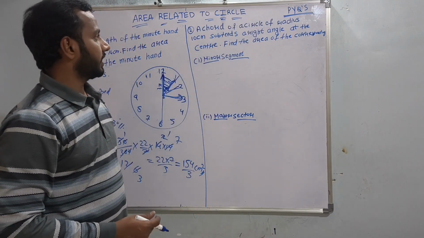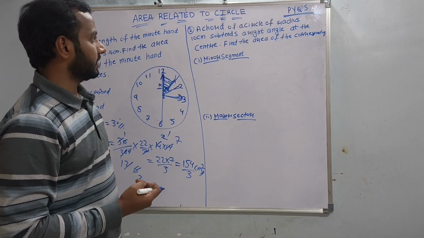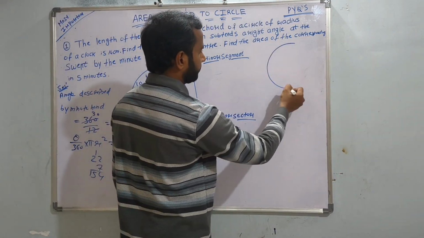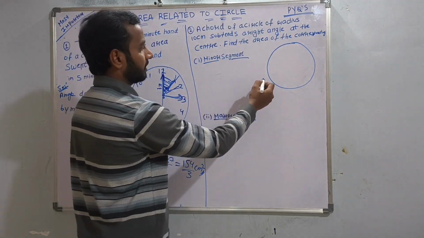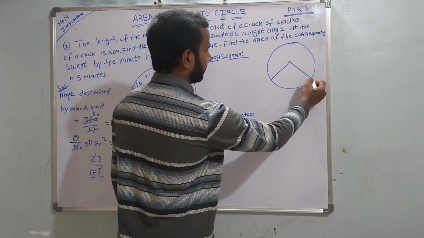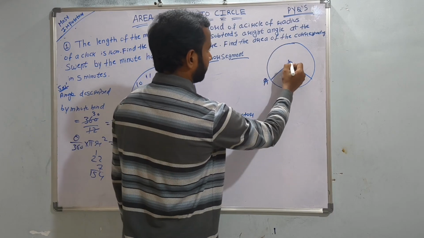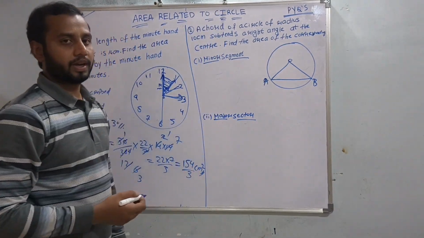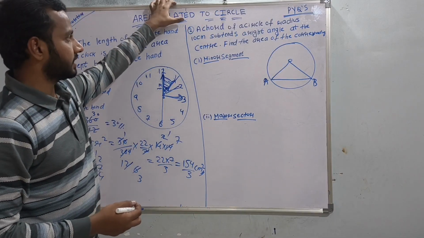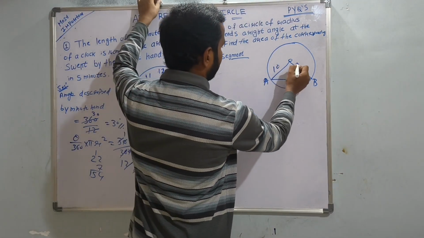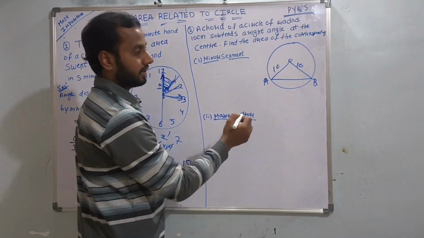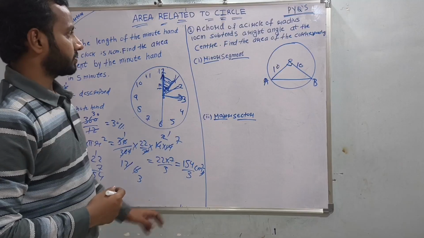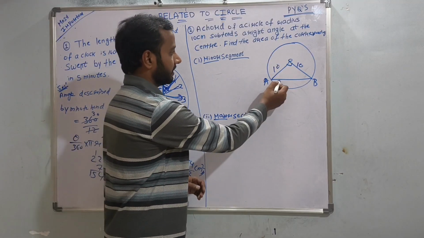A chord of a circle of radius 10 cm subtends a right angle at the center. Find the area of the corresponding minor segment. A chord of a circle. AB is the chord, OA and OB are the radius. Radius they have given you is 10 cm. Subtends a right angle, at the center a right angle is created. Find the area of the corresponding minor segment. Minor segment means this part.